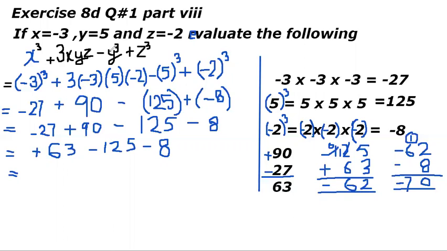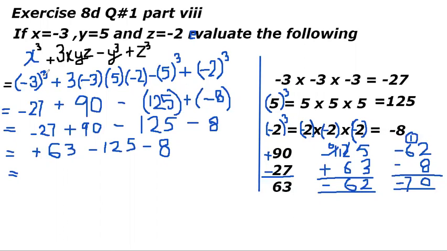Okay, now minus y cubed. The value of y is 5. So instead of y, we will put its value, and because it is y cube, it is 5 cube, plus z cube. The value of z is minus 2. It will be in parentheses because z is cubed, so minus 2 will be cubed. Okay, now we will solve the cubes.